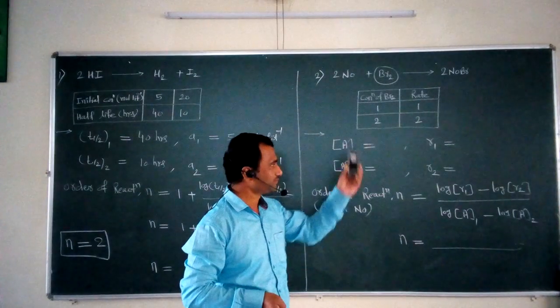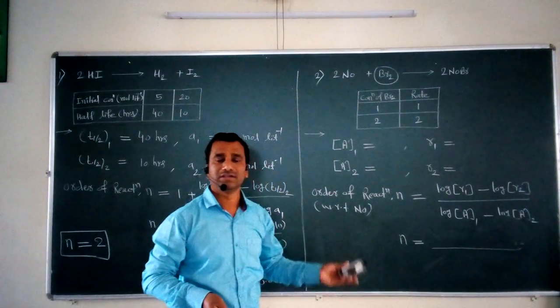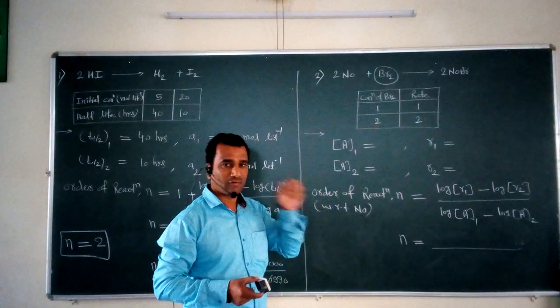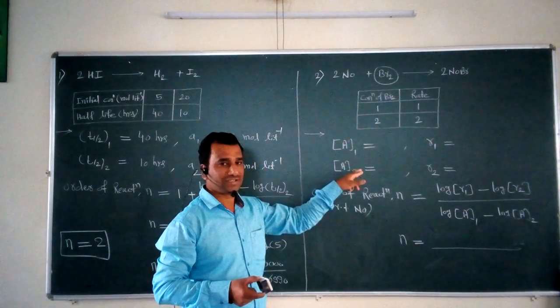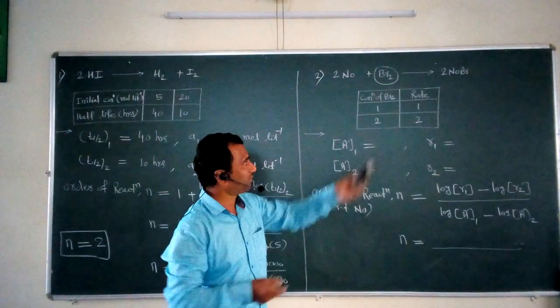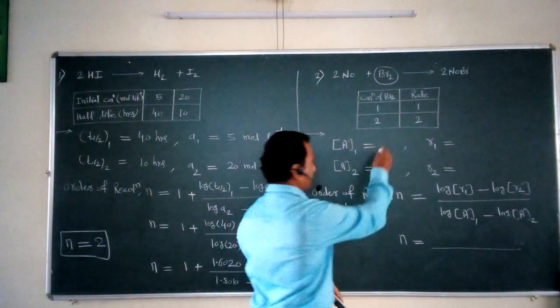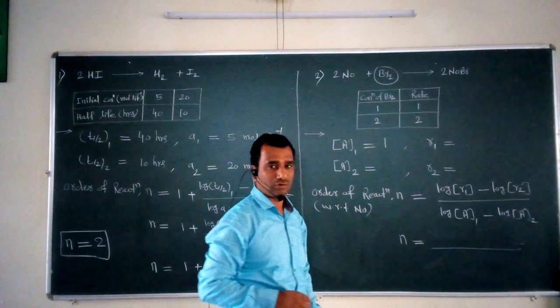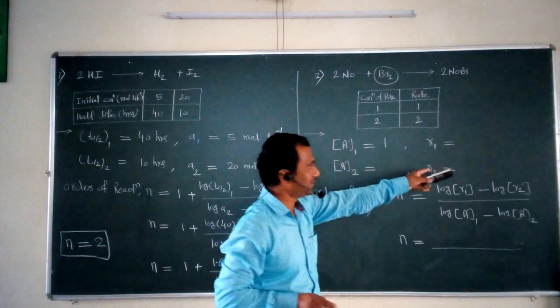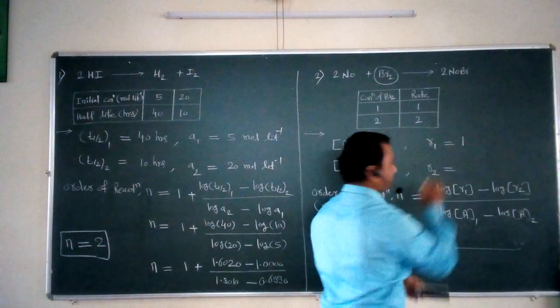For this purpose, again we have to solve the same equation. Before that, we have to write the given data. What is the value for the initial concentration? First of all, the first initial concentration is A1, and it is again equal to 1. So we can write here concentration A1 is equal to 1. At that time, the rate of the chemical reaction is again equal to 1.